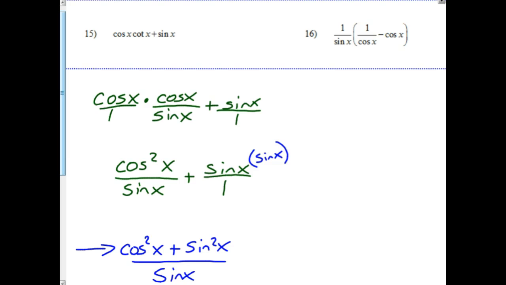Alright, last one, number 16. That one looks pretty tough. Let's see. I bet it's actually pretty easy. Remember, when you're multiplying fractions, you just multiply top by top, bottom by bottom. So 1 times 1 is 1. I'm just distributing, right? So sine x times cosine x is just sine x cosine x. Minus, okay, 1 times, remember this cosine is technically over 1. Cosine times 1 is cosine x, divided by sine times 1 is sine x.